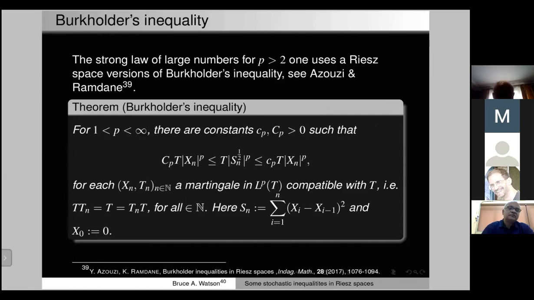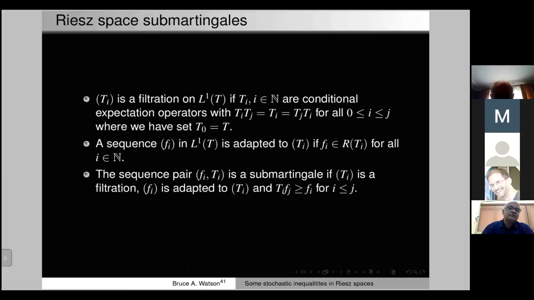Azouzi and Ramdani gave Burkholder's inequality in the Riesz space setting. And now I know my time is almost up.